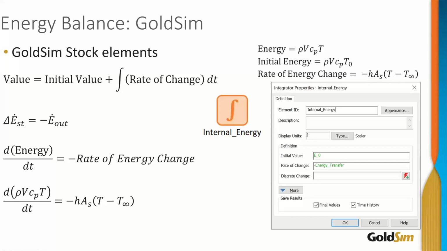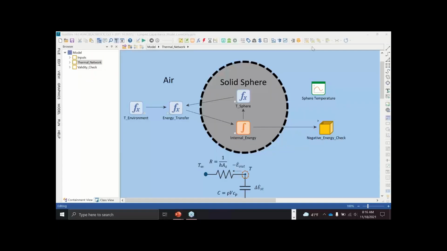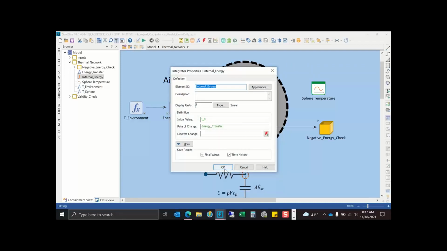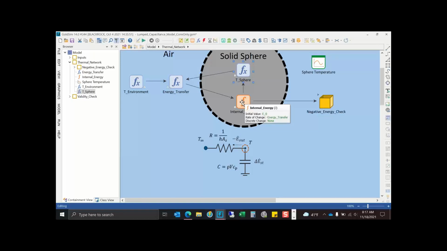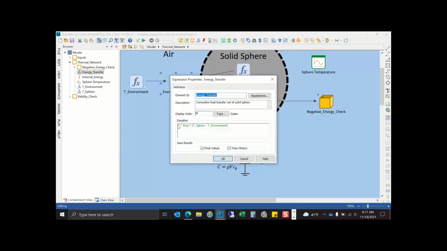Okay, so let's look at a basic GoldSim model of this so that we can combine everything that we've just learned. Here's our GoldSim model. This is our small sphere. It has our internal energy node and our temperature. The stock element represents the capacitance. The temperature is just the measure of energy. The energy leaving the system is the convective heat transfer away, and our environmental temperature is constant throughout.